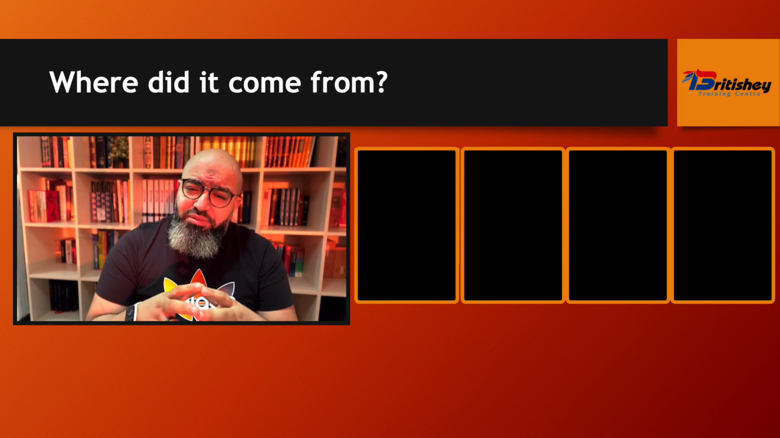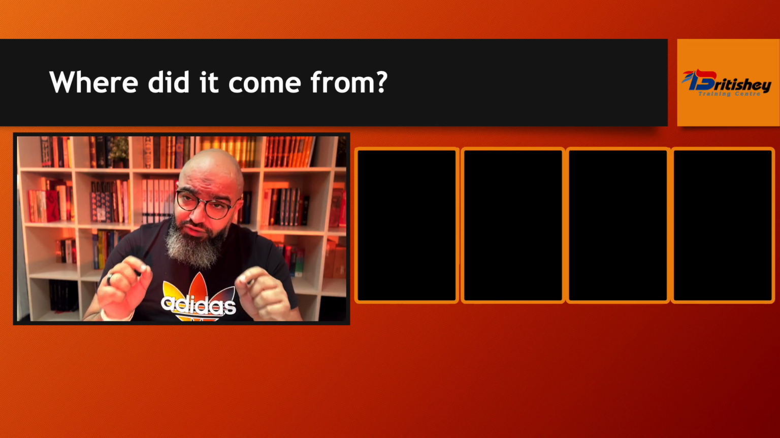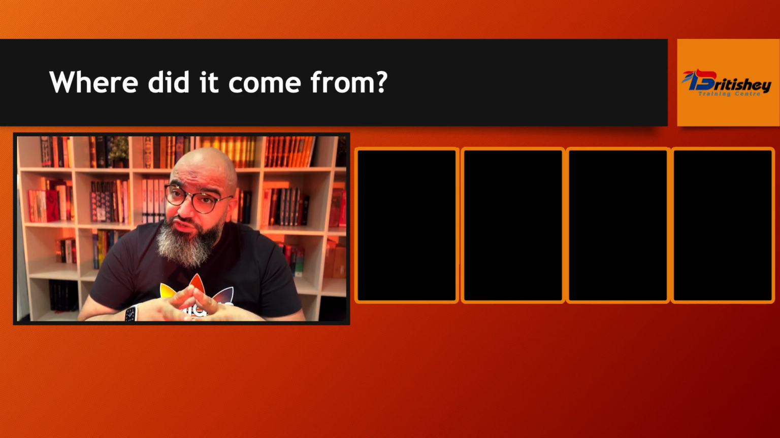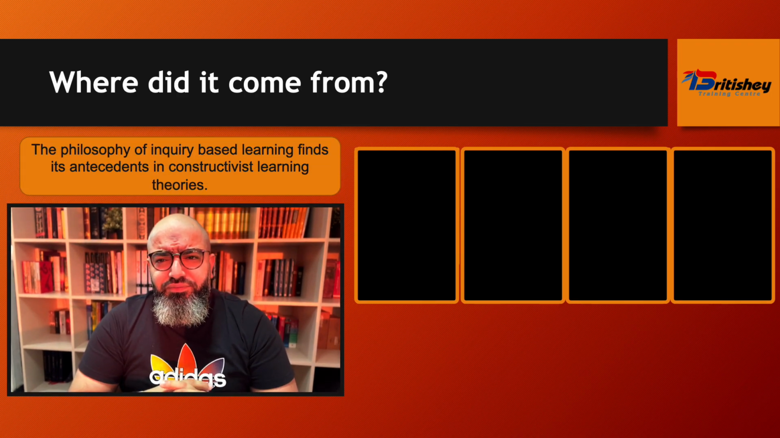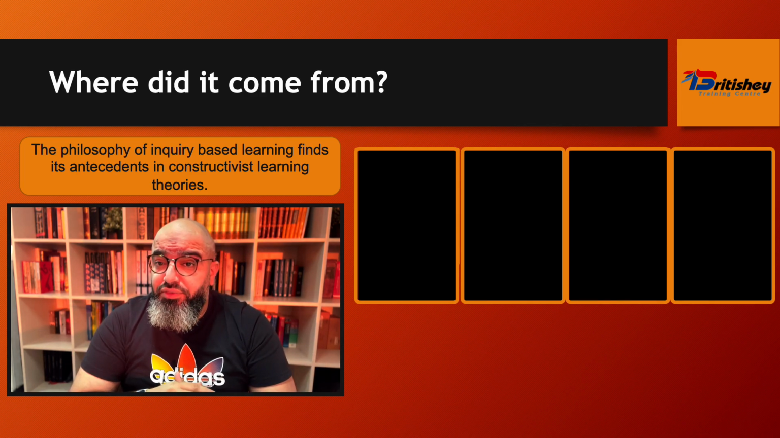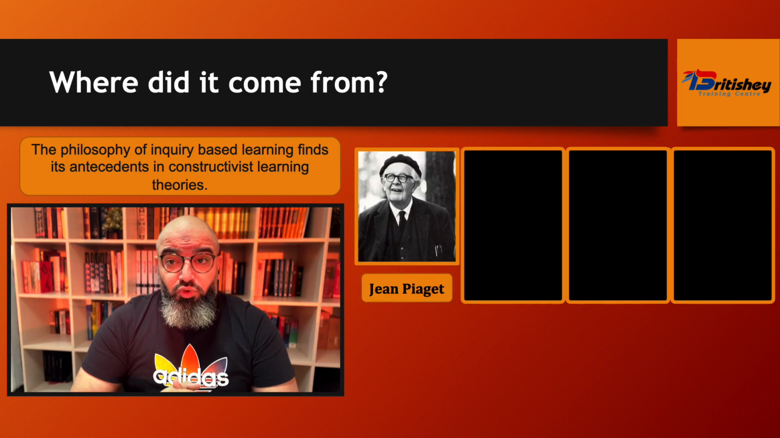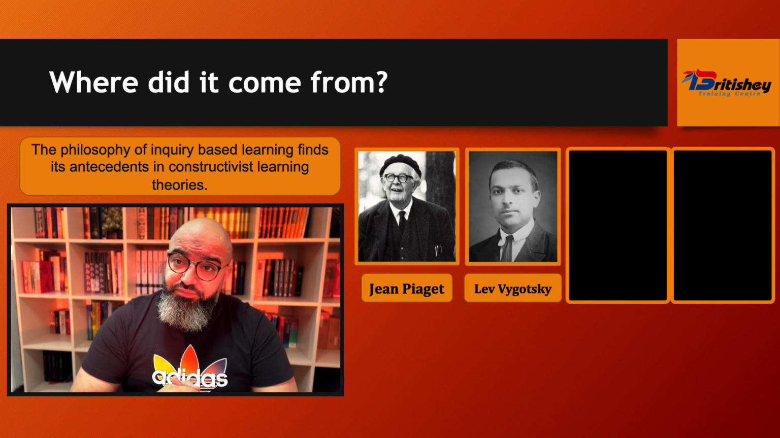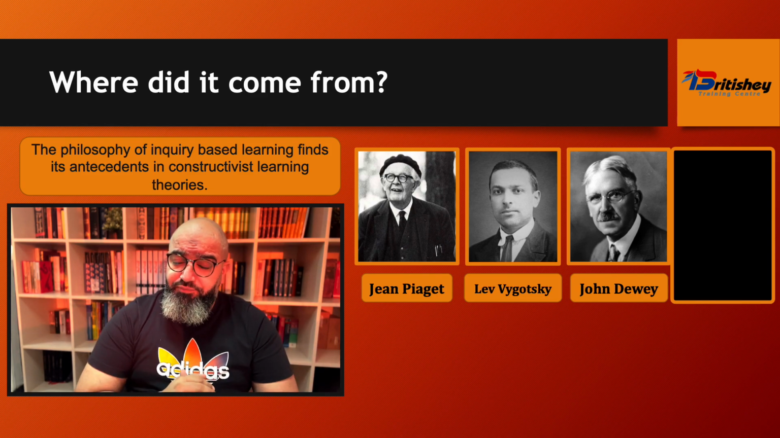Now, the question is, where did this framework come from? What is the origin of this framework? And actually, the philosophy of inquiry-based learning finds its antecedents in constructivist learning theories. Now the question is, who are the antecedents of constructivist learning theories? And we could say Jean Piaget, also Lev Vygotsky, and John Dewey and Paulo Freire.